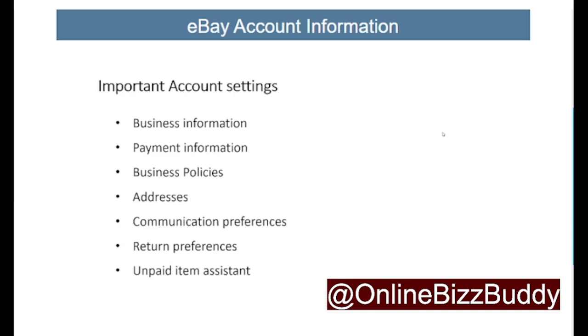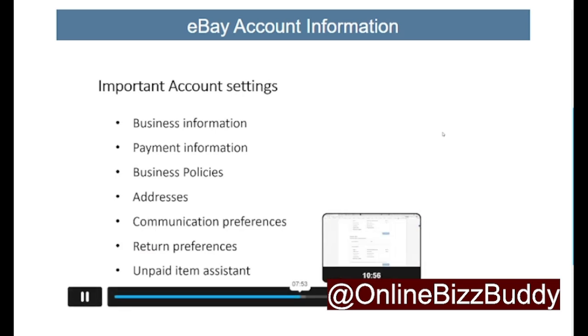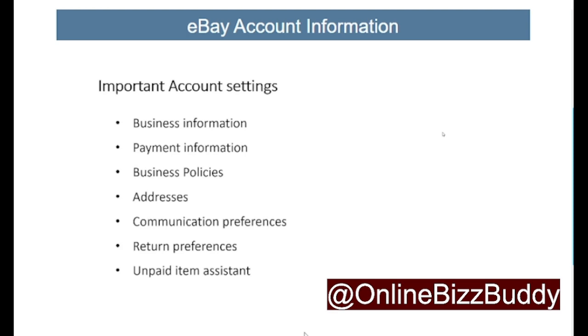Business policies cover your shipping, payments and return policies. These are set centrally and then can be applied to listings. Addresses are all the relevant addresses for your account. You can set a different address for your delivery address, for your returns address, and also your business address. Communication preferences sets how you communicate with your customers. Returns preferences set how you deal with returns. For example, you can choose to automatically refund returns up to a certain level. On eBay, an item does not have to be paid for at the time of purchase.